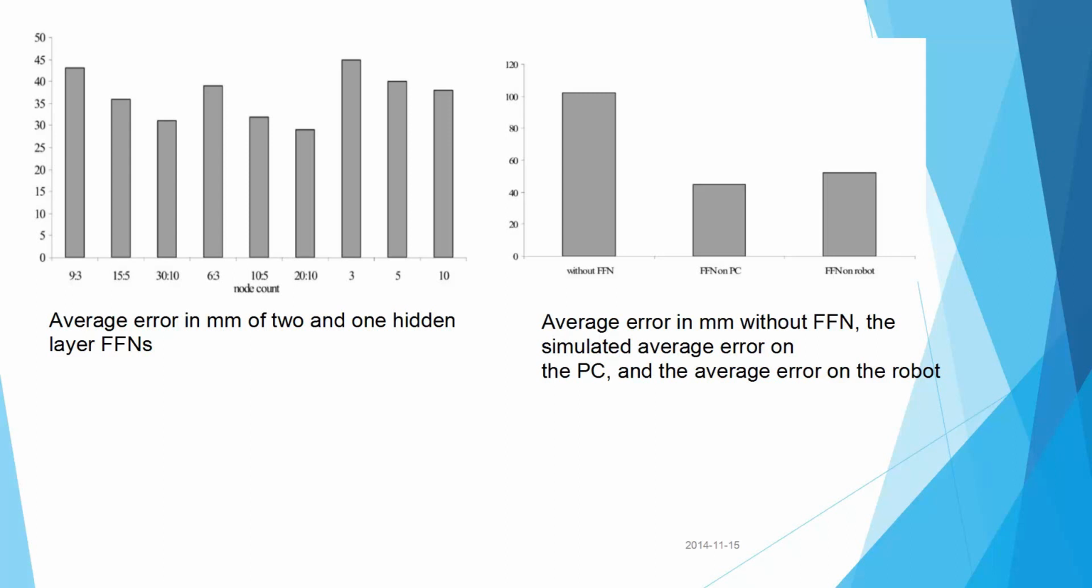This figure compares the average position error without the feed-forward network to that with the feed-forward network simulated on PC and on robot. The feed-forward network provides a gain of over 50% in accuracy. The error caused by the implementation of the feed-forward network on the robot is not larger than 8%.